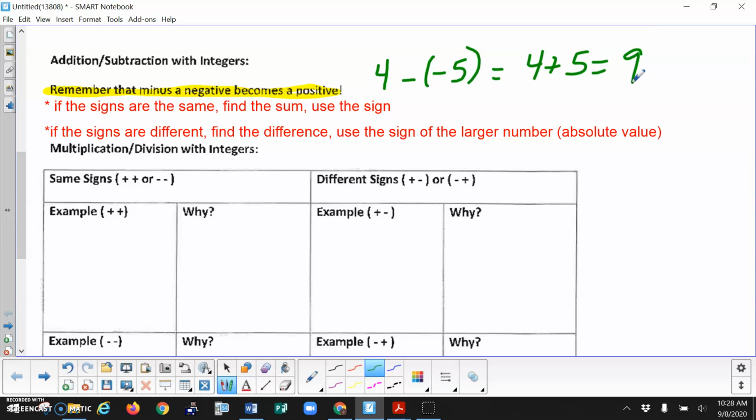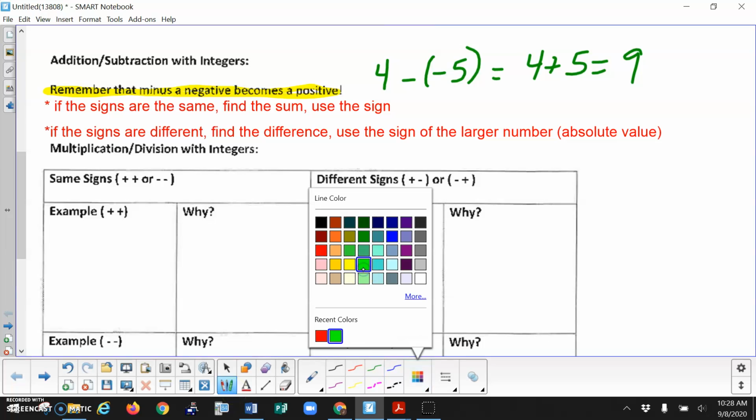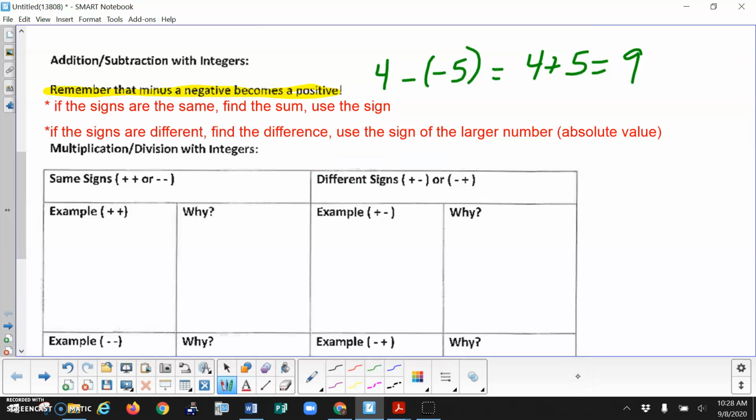And then in order to figure out the signs of your sum or your difference, the way I always think about it is, first of all, if your signs are the same, then you are going to find the sum and you're going to use that sign. So if the signs are the same, find the sum, use the sign. If the signs are different, you're going to find the difference and use the sign of the larger number. When I say the larger number, I'm talking about its absolute value, not considering the sign.